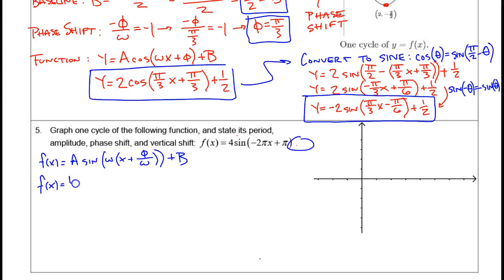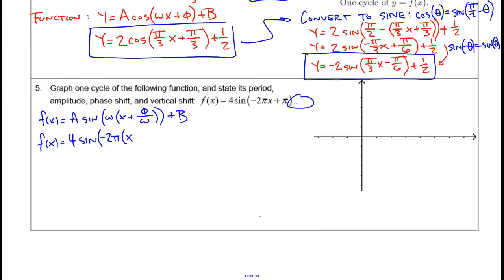I have f of x equals 4 times the sine of, I'm going to factor out this negative 2 pi, because that's the coefficient on the x term there, negative 2 pi times x. Well, if I factor out a negative 2 pi from this expression, perhaps I should show that below. So if I have negative 2 pi x plus pi, and I factor out a negative 2 times pi, I'm going to be left with x minus 1/2. Why x minus 1/2? Because negative 2 pi times negative 1/2 is just regular pi, which is what I had here. Okay, so this is negative 2 pi times x minus 1/2 plus 0.